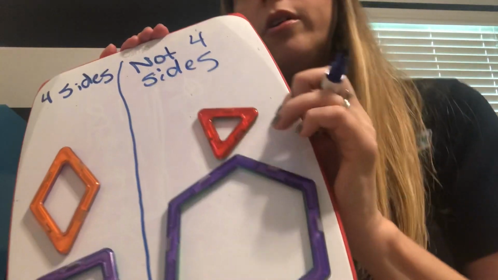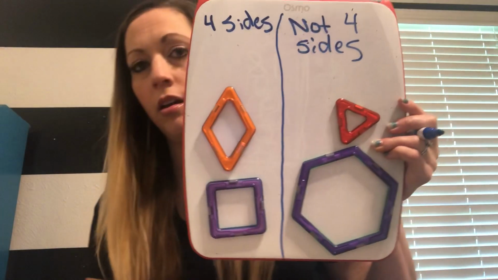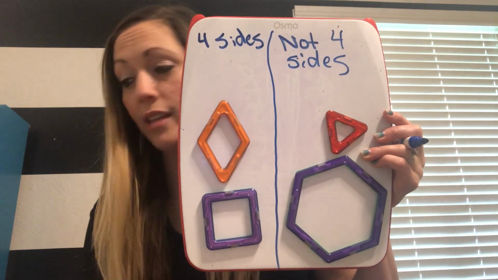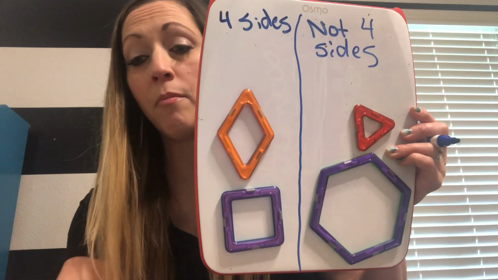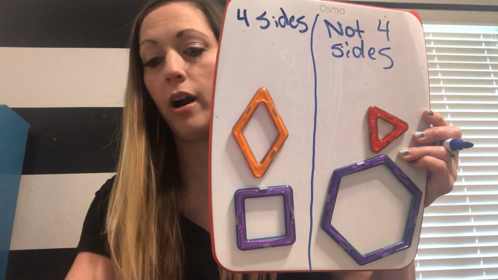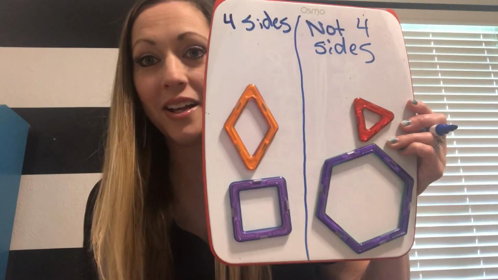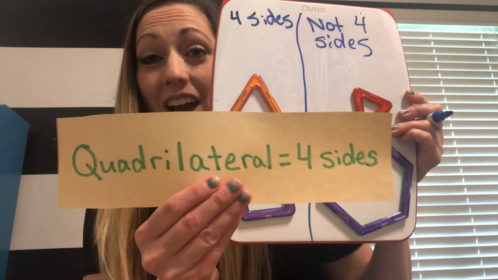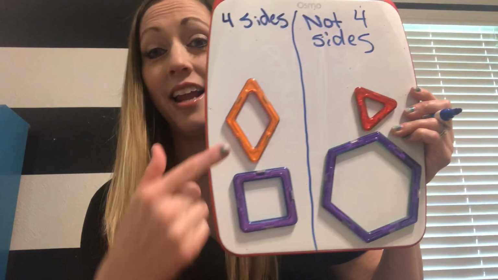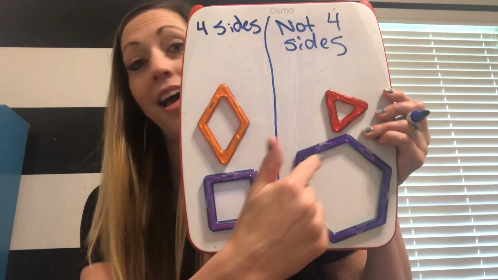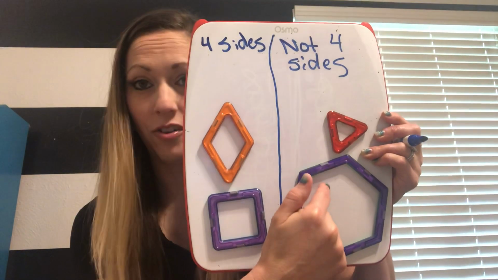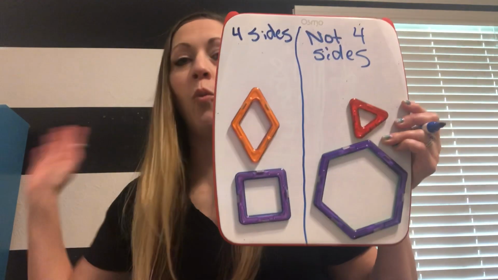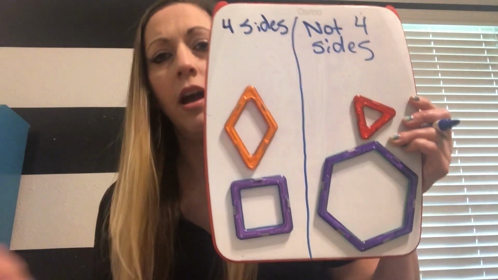And who remembers, what do we call a shape that has 4 sides? Does anybody remember? It's a big word. If you wrote it down, you probably know. It's quadrilateral. So we also could say that these are quadrilaterals and these are not quadrilaterals. So this is just one way that we could sort.